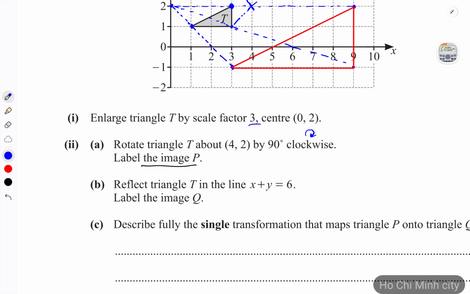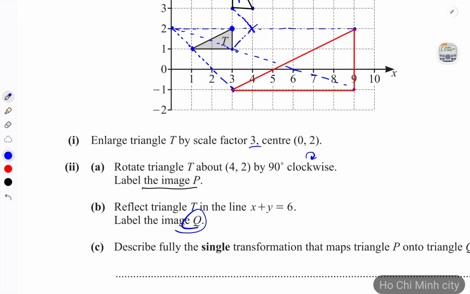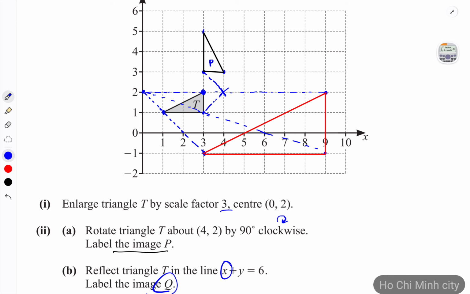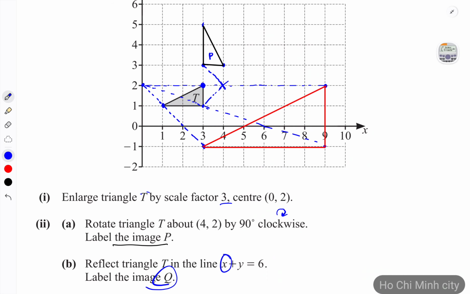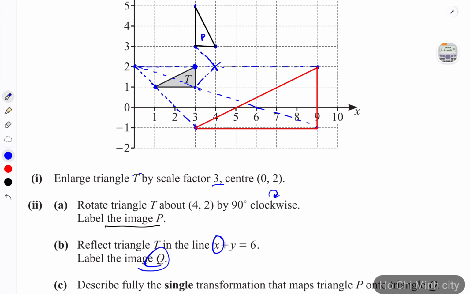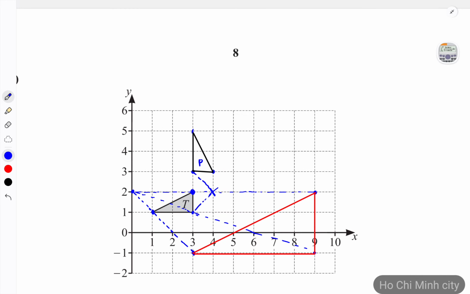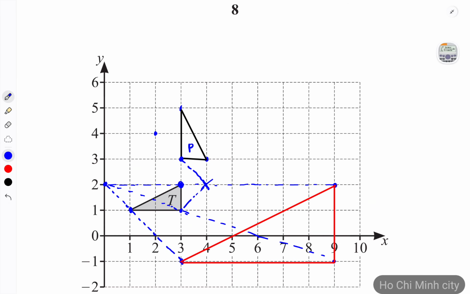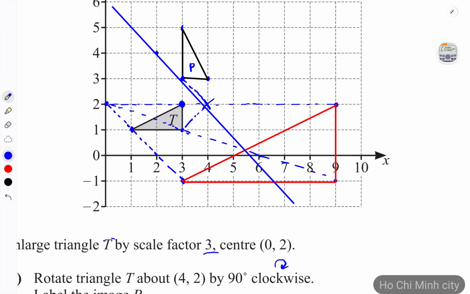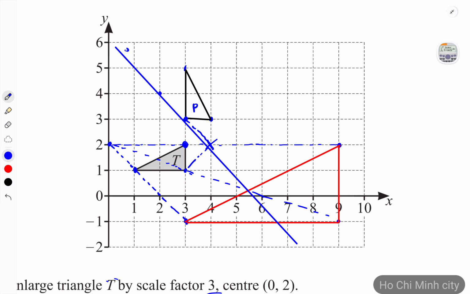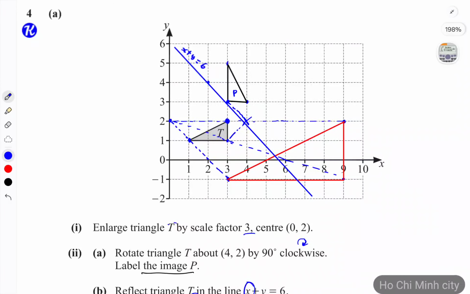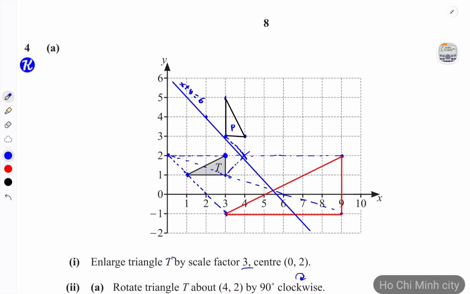Reflect the triangle T in the line x + y = 6 and label the image Q. So first of all, we need to draw the line x + y = 6. So for x is 0, then y is 6. So we don't have a 6 here, so just taking out the pair, that is (3, 3). X is 3 and y is 3, which is this point. So when x is 2, then y is 4. (2, 4) is here. So this would be the line. All right, so this one is a line for x + y = 6. So now we need to reflect the triangle T in this line.